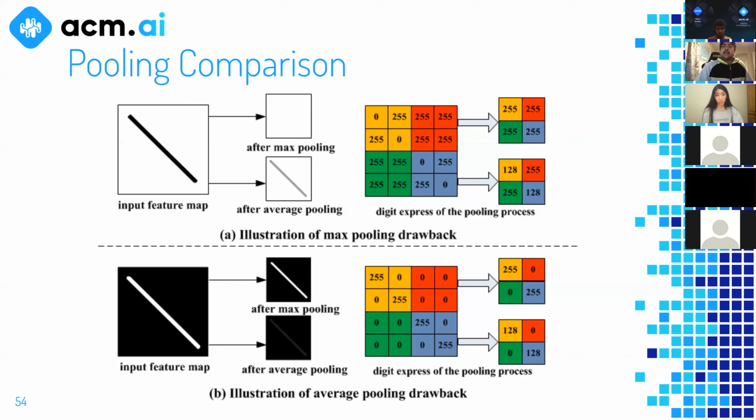But this is when we have white as our background. When we use black as our background, we would end up getting a better image with max pooling when compared to average pooling. So both of them have drawbacks. Neither is completely perfect, but we would generally use max pooling because we would usually have darker backgrounds. So yeah.